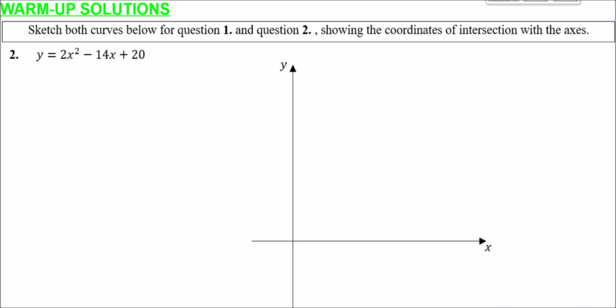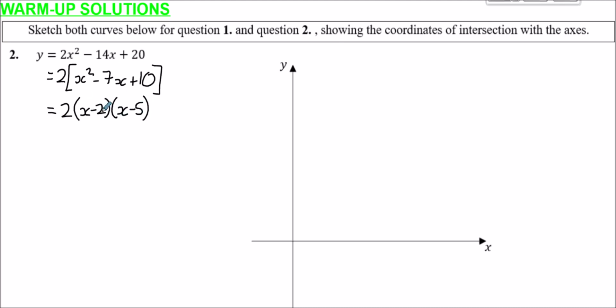Question 2, same idea, just a different equation of the curve. What we should notice here is we can factorise out a 2 from all of this. So we get 2 lots of x squared minus 7x plus 10. Now this will factorise quite nicely. If you think of 2 numbers that multiply together to give us 10, yet when we add them give us minus 7, those 2 numbers we should realise are minus 2 and minus 5. And so this becomes 2 lots of x minus 2, brackets x minus 5.